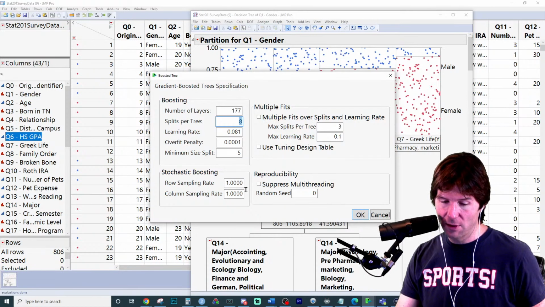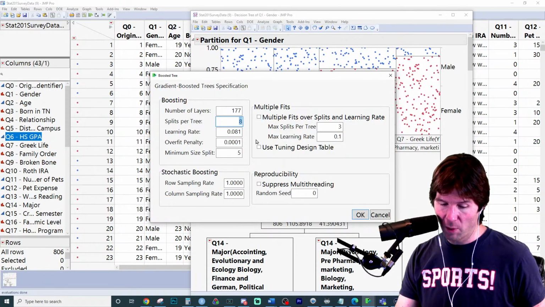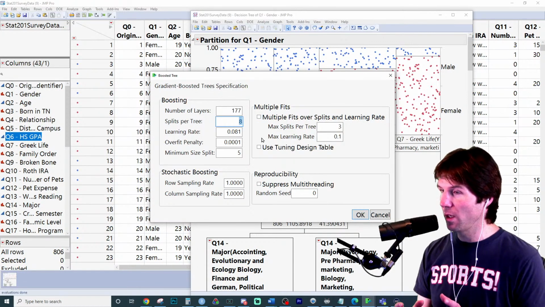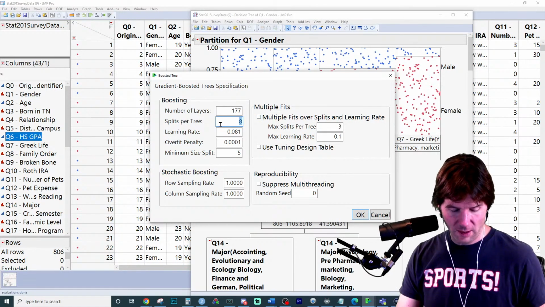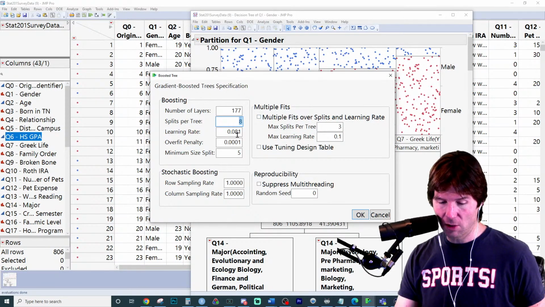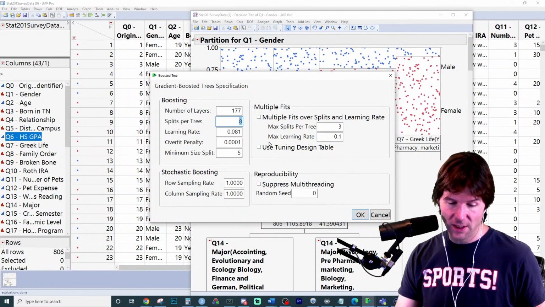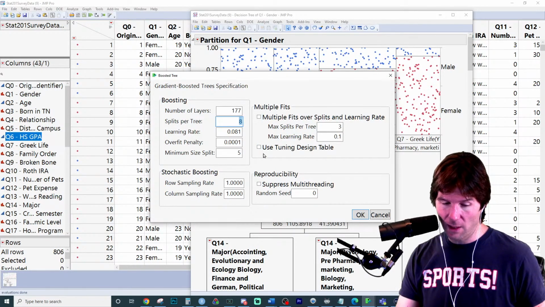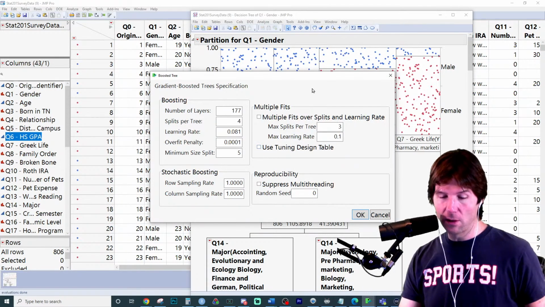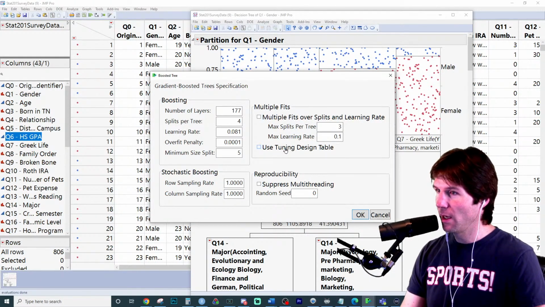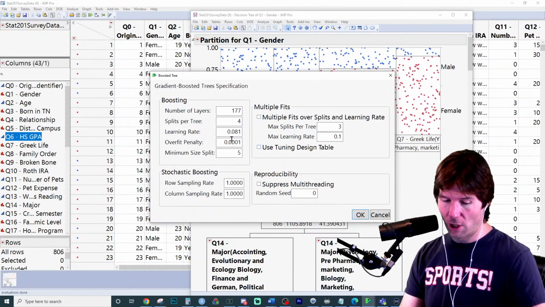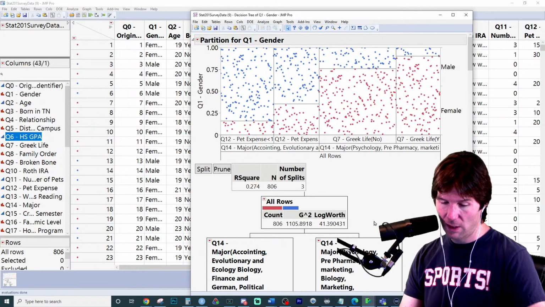See, look, you can't even do tuning. You can't go across tuning parameters. You have to put in the parameters you want for the one way of doing it, which is a bummer. Splits per tree is interaction depth, number of layers, use that terminology. Learning rate is your shrinkage. Overfit penalty is regularization. So they've got different boosting parameters than we do, but they don't let you use a tuning design table. There we go. There's the tuning parameter table, which I've never used in JMP, but there's their boosted trees.